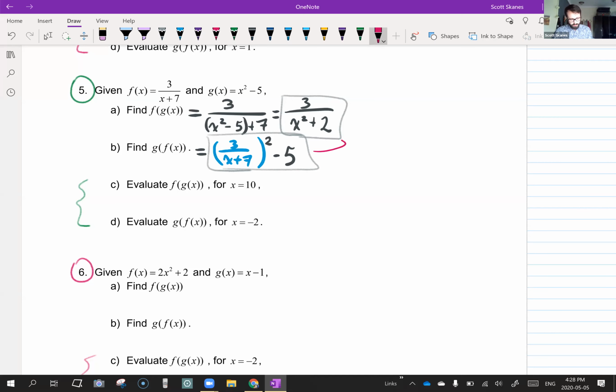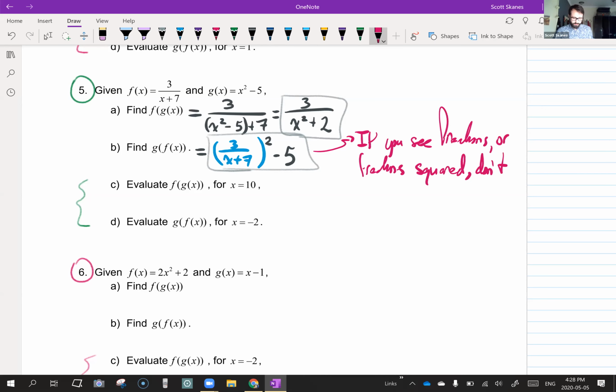So to be clear, if you see fractions or fractions squared, don't simplify. Don't bother opening the brackets and multiplying everything out. It's good enough. It can easily have its x replaced by something else. So there's no reason to spend all that time multiplying it out. It's not saving you any time, okay?